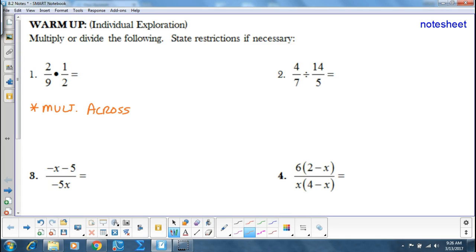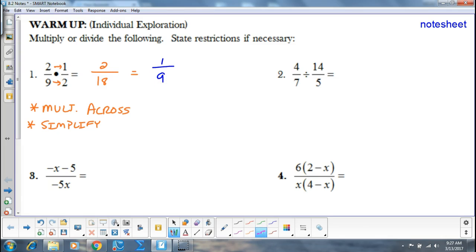Straight across. Okay? So this becomes 2 over 18. And then what do we do? Simplify. So that gives us 1/9.